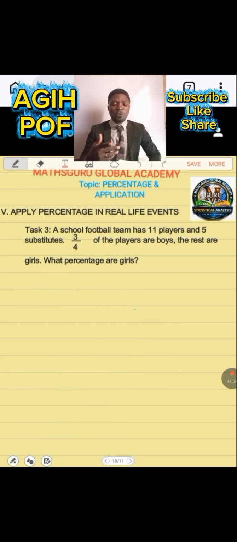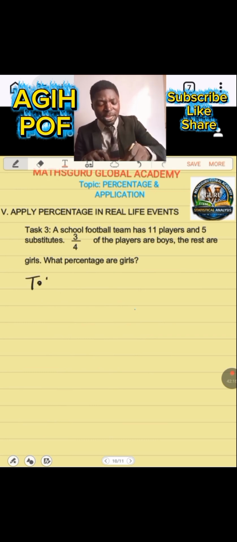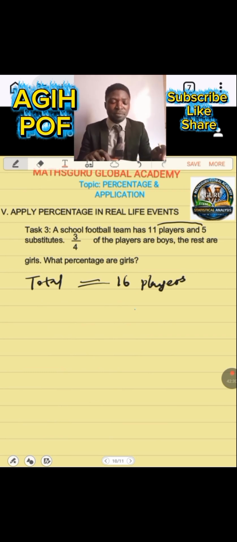A school football team has 11 players and 5 substitutes. 3/4 of the players are boys. The rest are girls. What percentage are girls? Very simple. Let's do that. Remember, the total players will be equal to 11 plus 5, which is 16. So we have altogether 16 players.